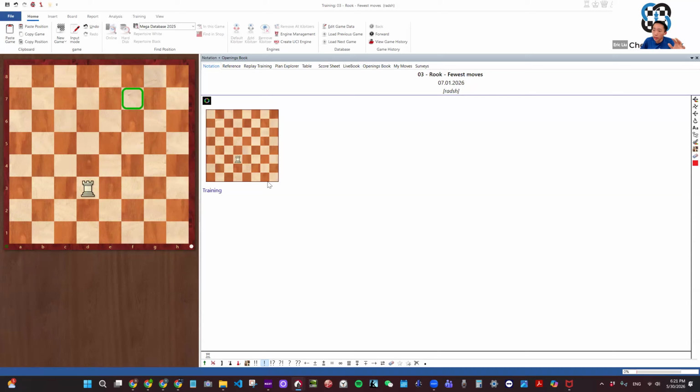So that's just a little navigation problem. It should not be too difficult. So let's move on.